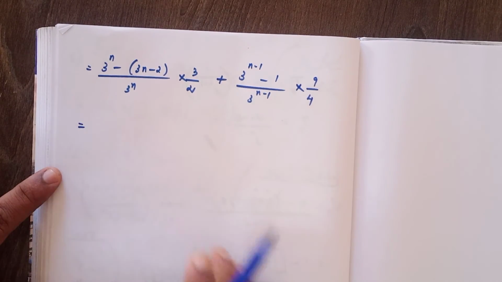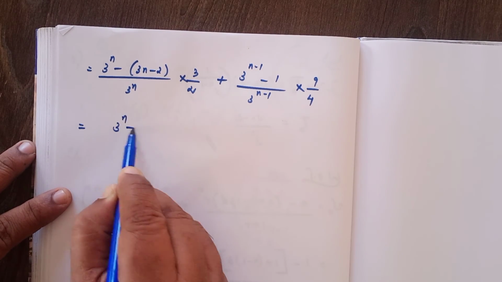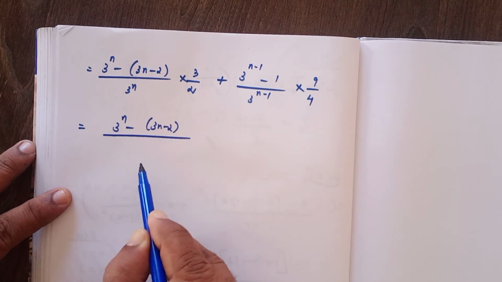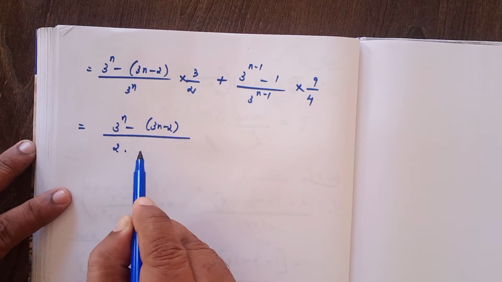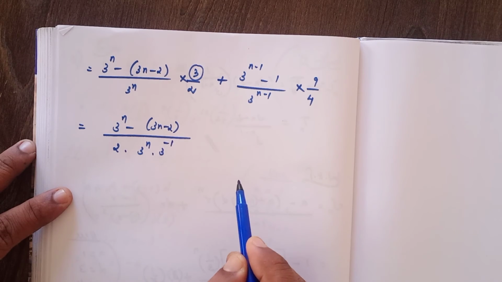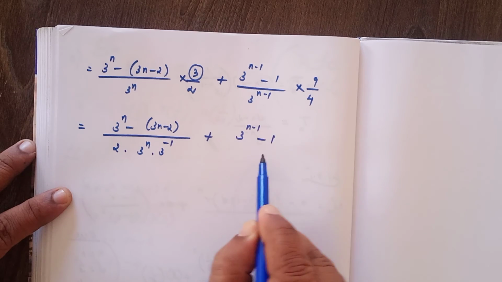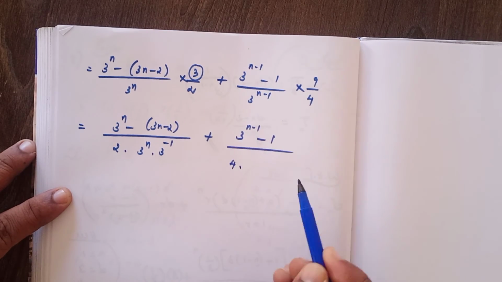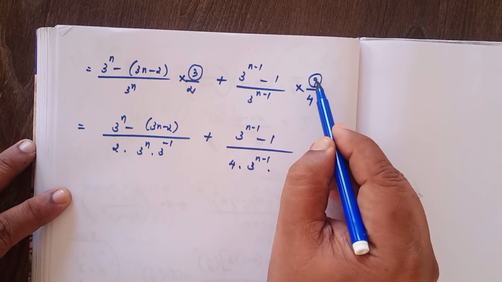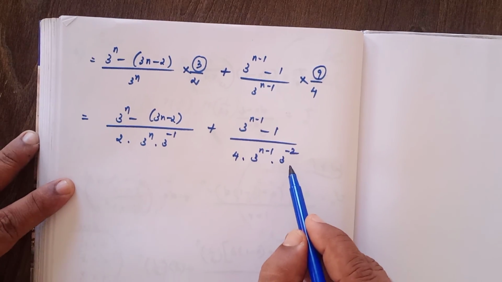That is equal to 3 power n minus 3n minus 2 by 2 into 3 power n, where this 3 alone comes to the denominator as 3 power minus 1, plus 3 power n minus 1 minus 1 divided by 4 into 3 power n minus 1, with the 9, that is 3 square, coming to the denominator as 3 power minus 2.